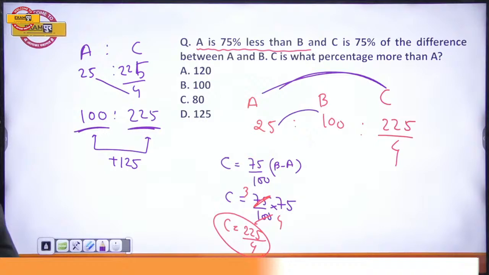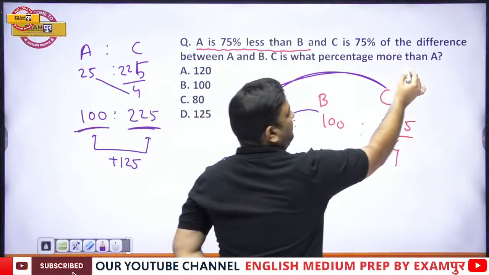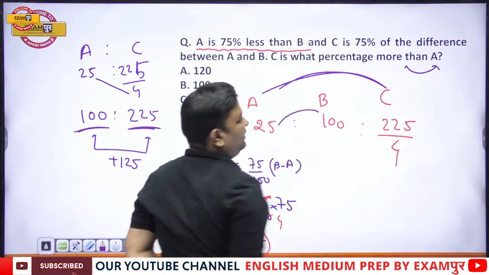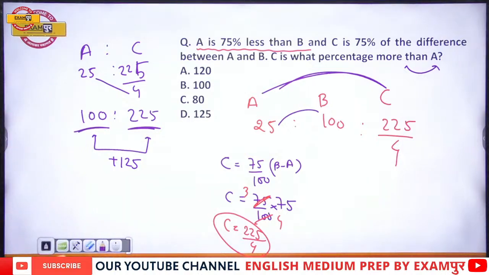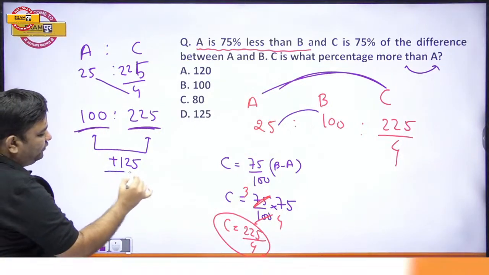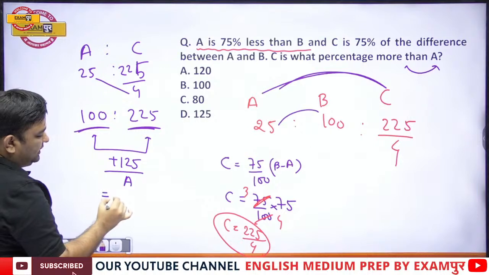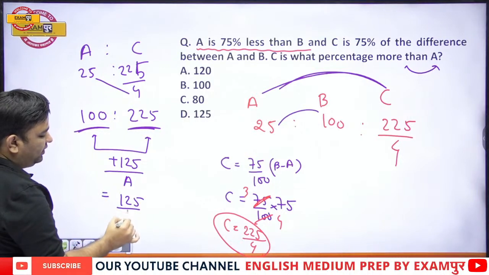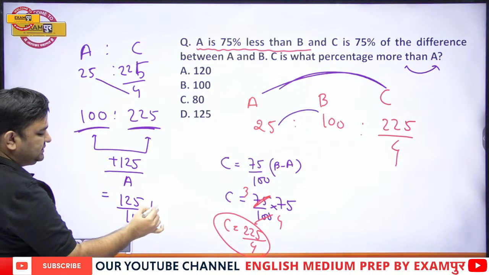C is how much more than A? Comparison has to be made with A. So 125 more over A. That is 125 over 100 into 100, 125%.